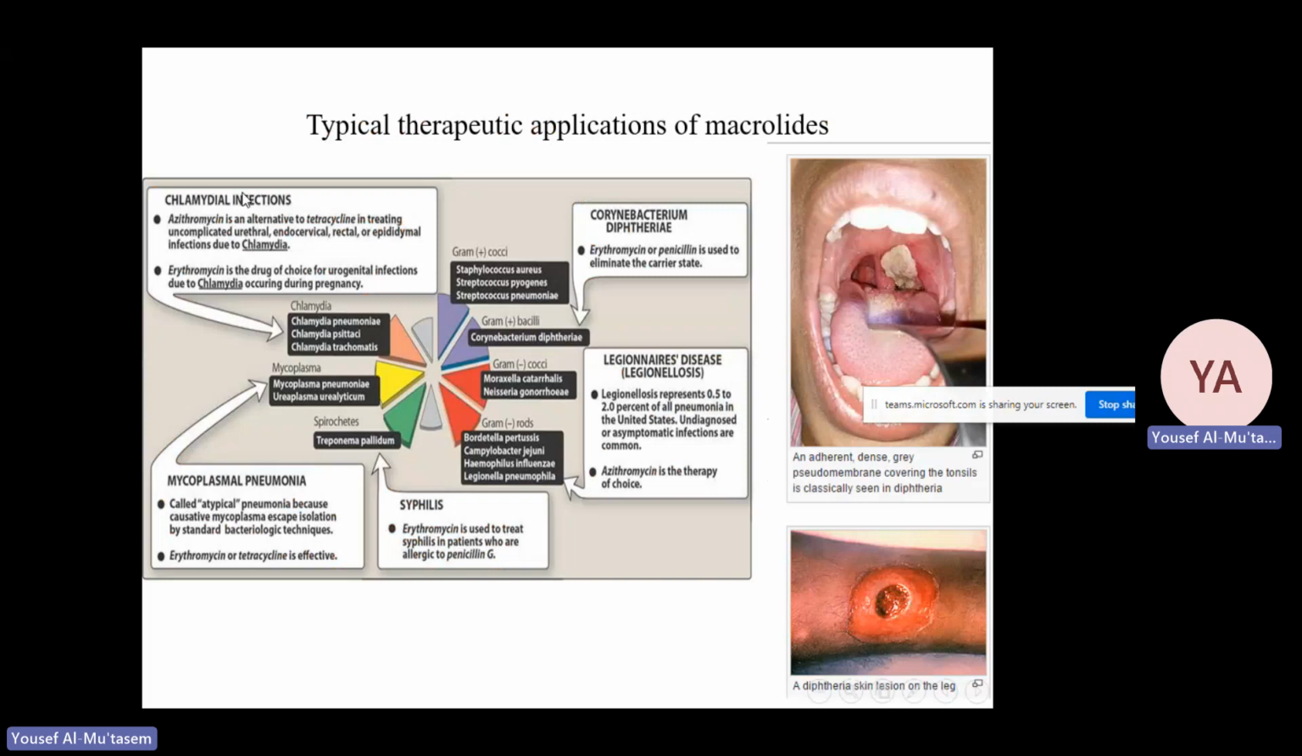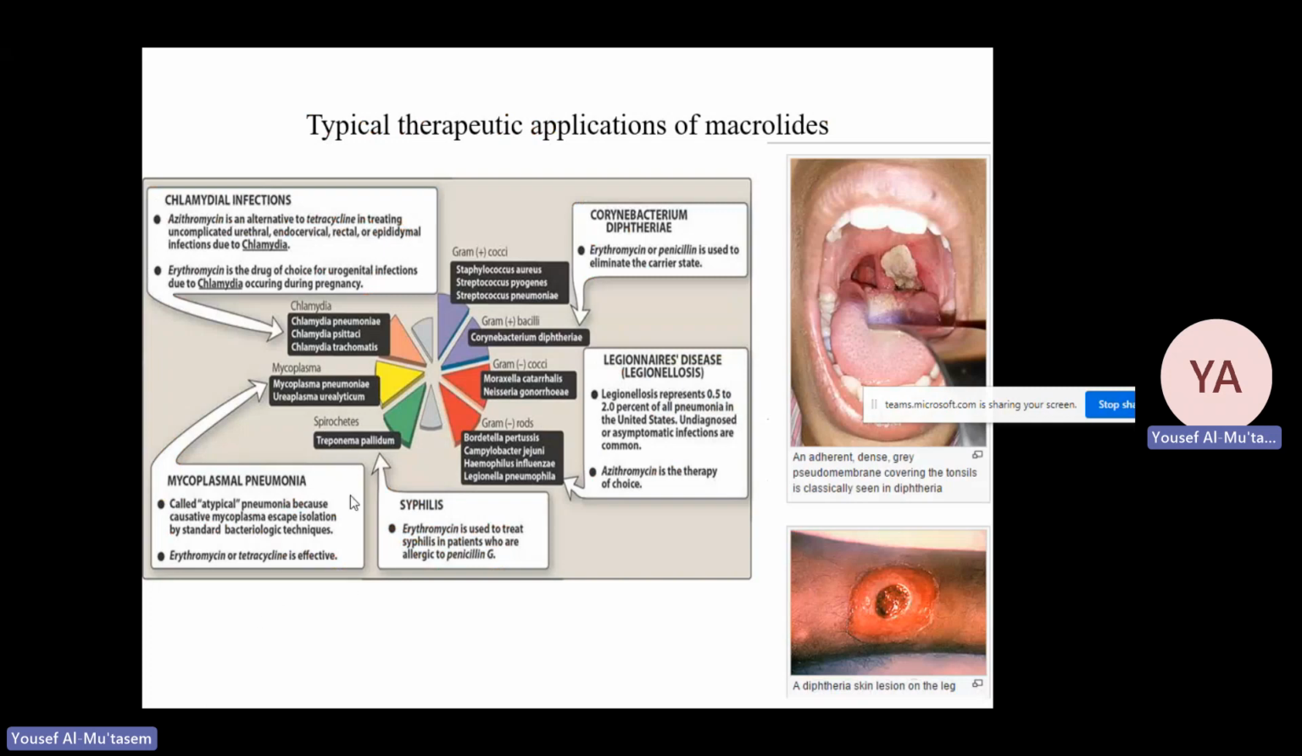They can be used in chlamydia. So chlamydia can be treated with tetracyclines. Chlamydia can be treated by macrolides. Chlamydia can be treated by ceftriaxone, which is a third generation cephalosporin. They also can be used in the management of mycoplasma pneumonia, which is the atypical part of pneumonia along with Legionella. So Legionella and mycoplasma, the two of them are atypical causative agents of pneumonia.